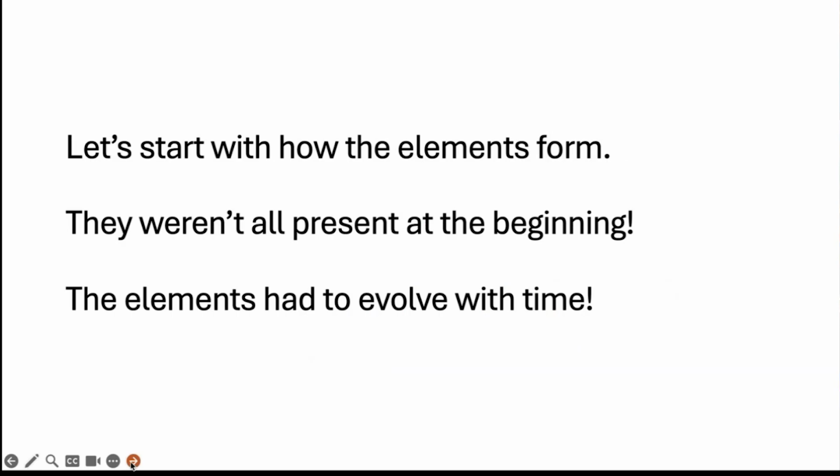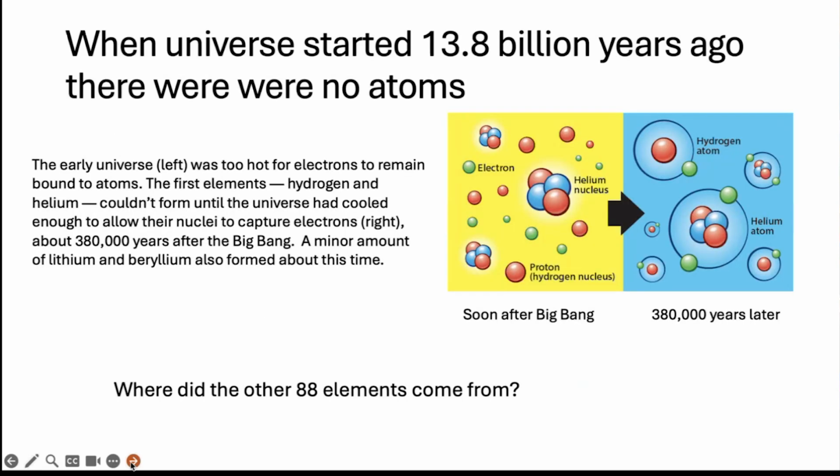They were not all present at the beginning, and in fact, the elements have evolved with time. So when the universe started 13.8 billion years ago, there were no atoms. The early universe was too hot for electrons to remain bound to atoms. The first elements, hydrogen and helium, couldn't form until the universe had cooled enough to allow their nuclei to capture electrons, as we can see there on the right. So here we have sort of nucleon and electron soup, and over here we start to form atoms.